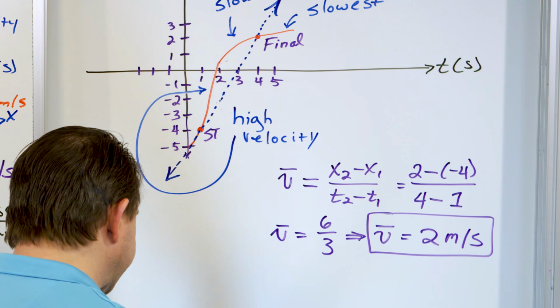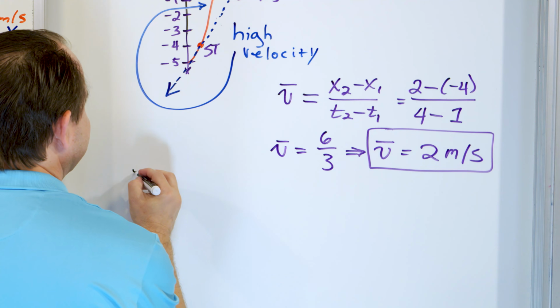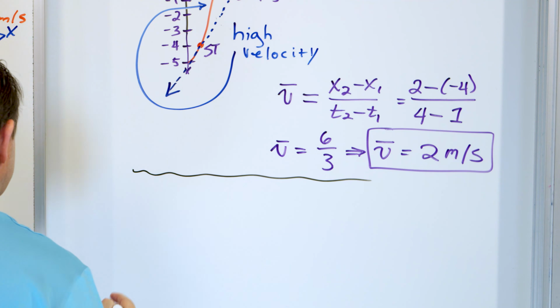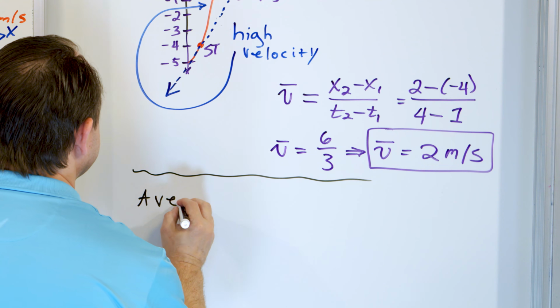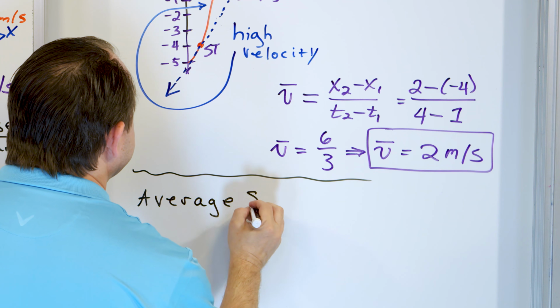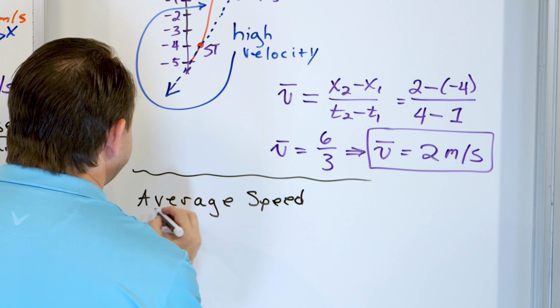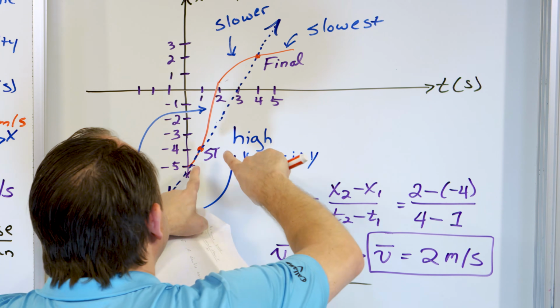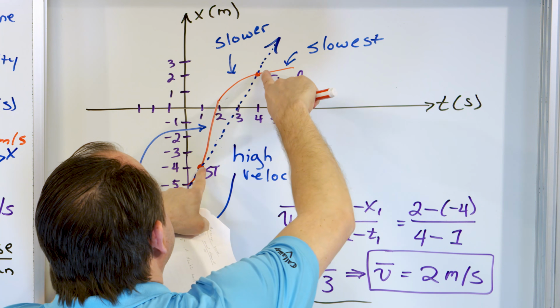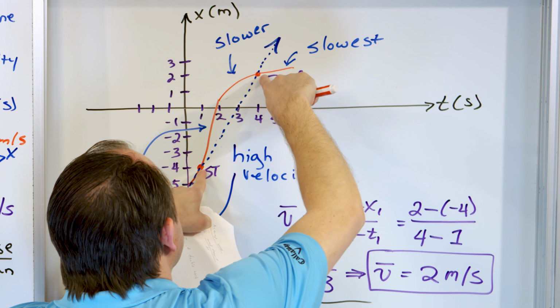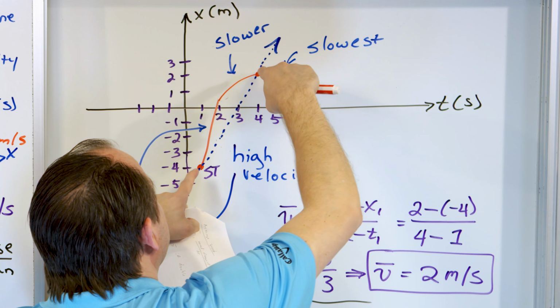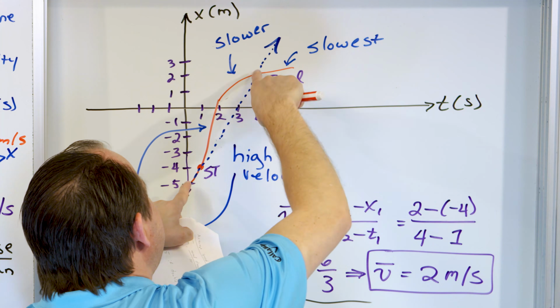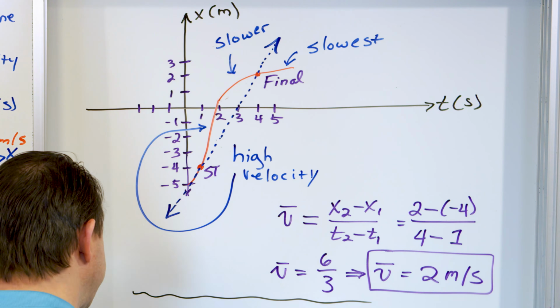Now, there's one more thing that I want to talk about before I close the lesson up, because we're almost done. And this is the idea of average speed. Because people think average speed and average velocity are the same thing. Notice that when we calculated the average velocity, we only considered the endpoints. We didn't consider really anything that happened. It was only where is it, and how long did it take, and that's it. The endpoints, that's all that matters.